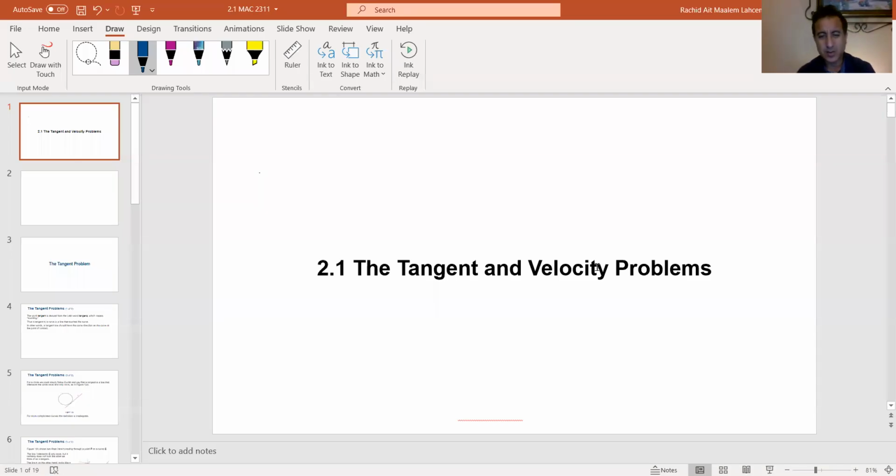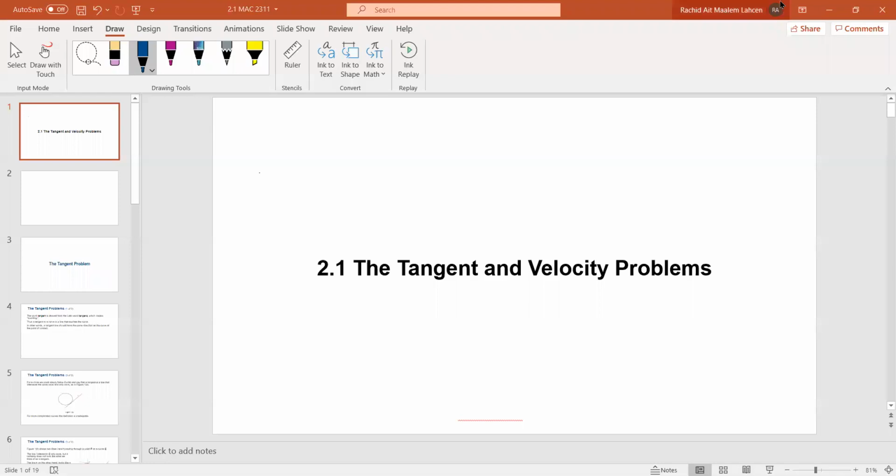Hi everybody, so I will explain the concepts behind the tangent and velocity problems. In this section there are two problems that are important, the tangent one and the velocity one. I will go ahead and switch these screens and talk about some ideas. This one should not be a long one, and this is about section 2.1. Okay.